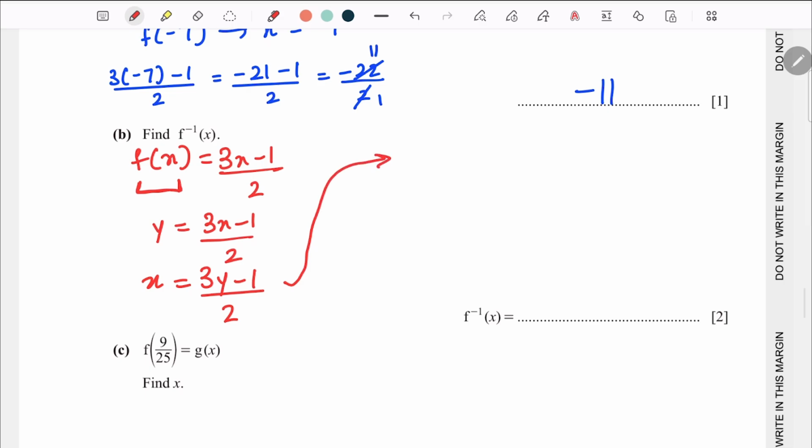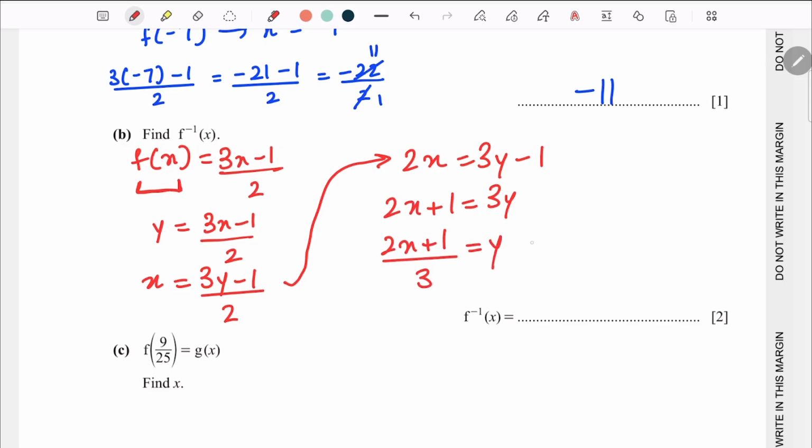Then I'm going to solve to make y the subject. 2 into x is 2x, which is equal to 3y minus 1. 2x plus 1 is equal to 3y. And 2x plus 1 divided by 3 is equal to y. This is basically f inverse x.